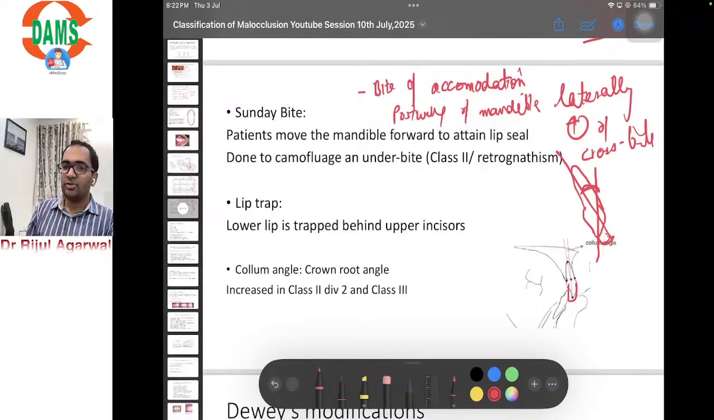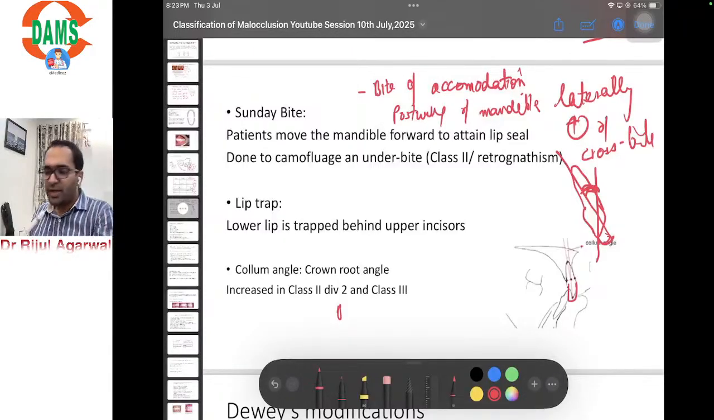Okay, so that is known as column angle, and it is generally increased, meaning this angle is increased in class 2 div 2 and class 3. This column angle exists in all teeth, but it is not so much. If you ever take a lateral ceph or a cross section radiograph of a patient, you will be able to appreciate this column angle, mostly on a CBCT. This column angle is present in all the teeth.